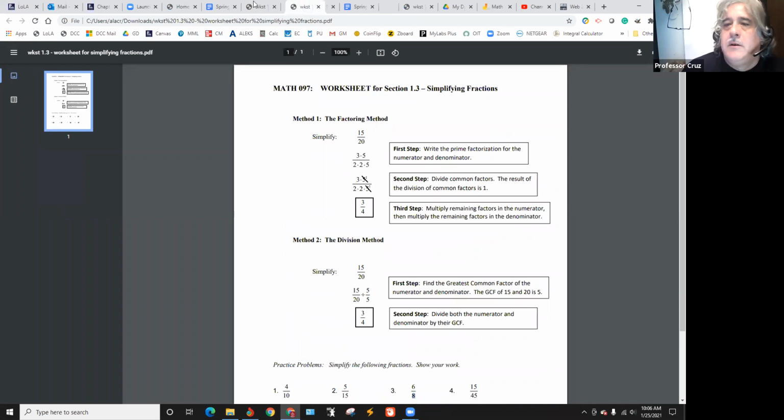Oh, here it is. It's 1.3. I just wanted to point this out. We did look at these kinds of things initially, but I just wanted to point this out.